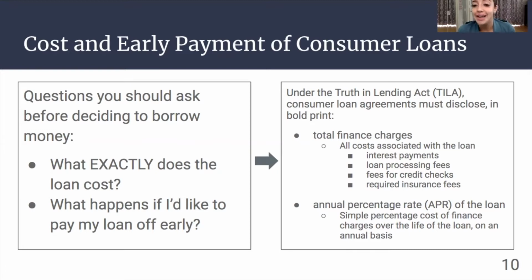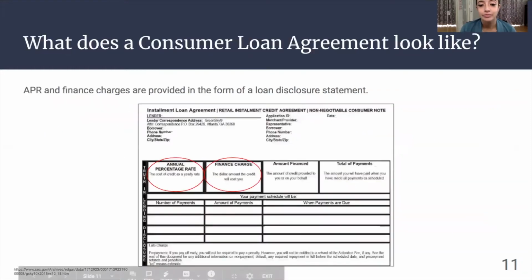Under the Truth in Lending Act, consumer loan agreements have to disclose in big, bold writing what your total finance charges are, which are the costs associated with the loan, which include interest payments, loan processing fees, fees for credit checks, and required insurance fees. And it is also required to provide the annual percentage rate, or the APR, of your loan. We should know what this is, but it is the simple percentage cost of finance charges over the life of the loan on an annual basis.